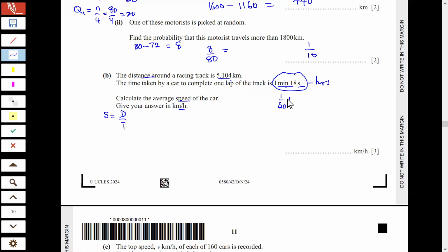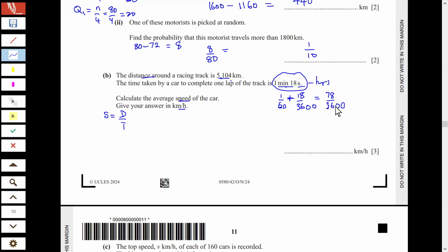So we'll add it to 18 seconds, which in hours will be 18 over 3,600. So if you add this together, it's going to give you 78 over 3,600.